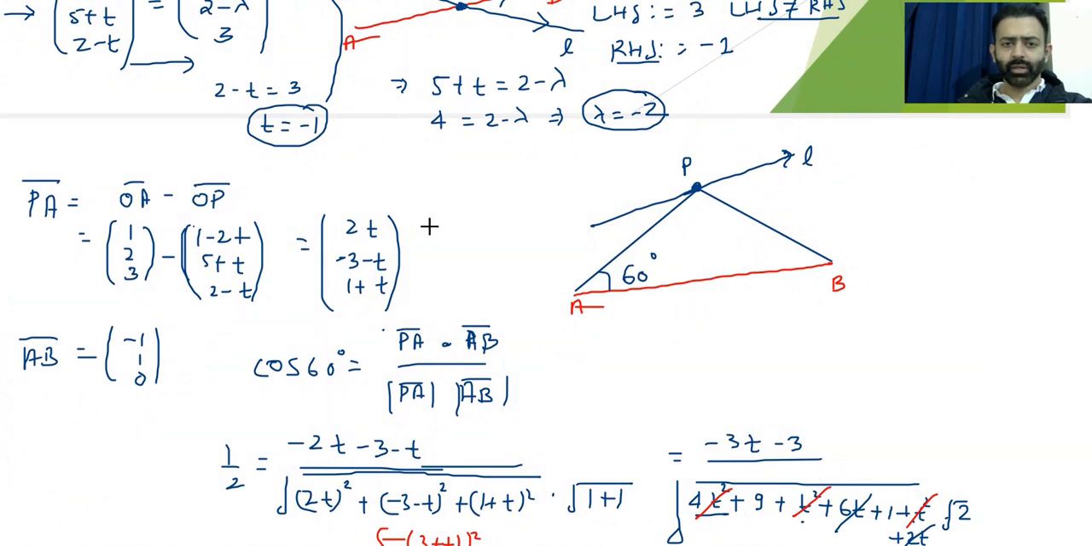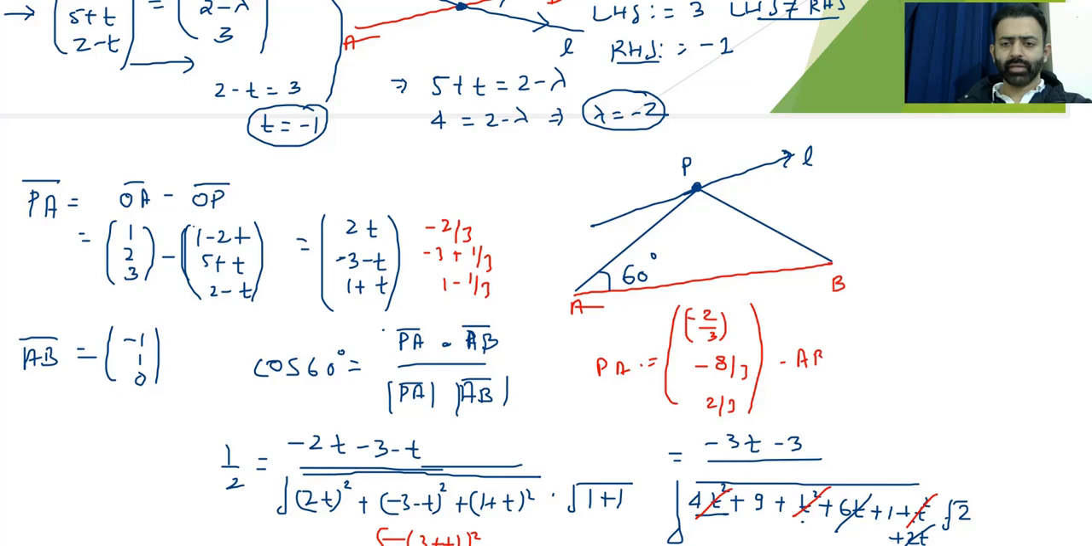Let me write here only. This is minus 2 by 3, minus 3 plus 1 by 3, right? And 1 plus t is 1 minus 1 by 3. So the PA vector will become minus 2 by 3, minus 8 by 3, and then 2 by 3. This is PA, right? So PA dot AB, and the AB vector is 1, minus 1 and 0.